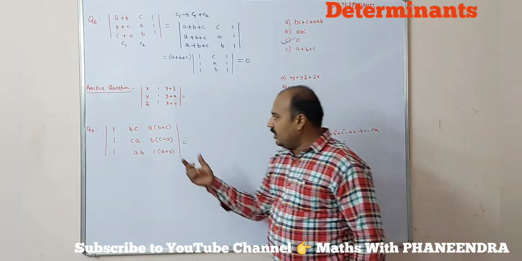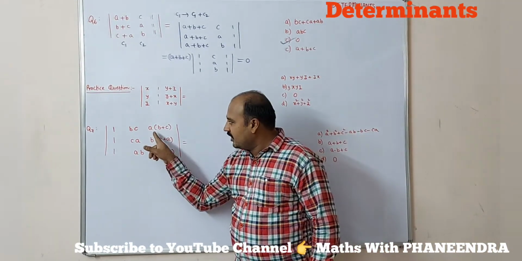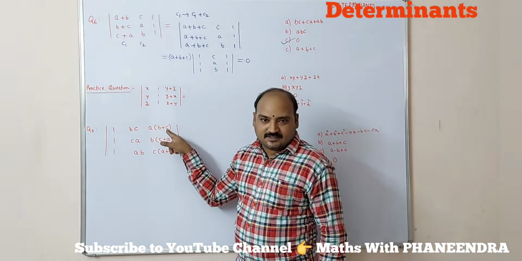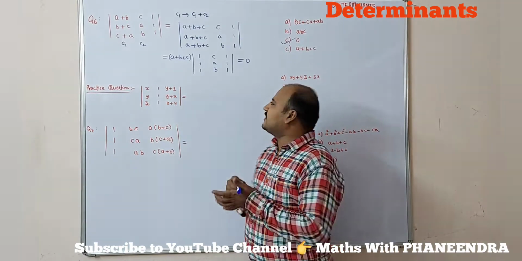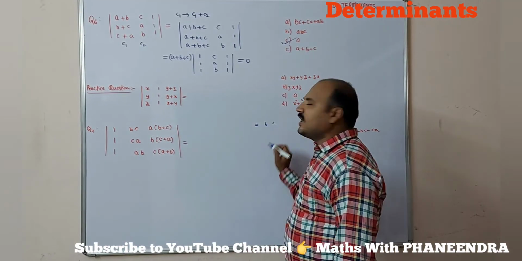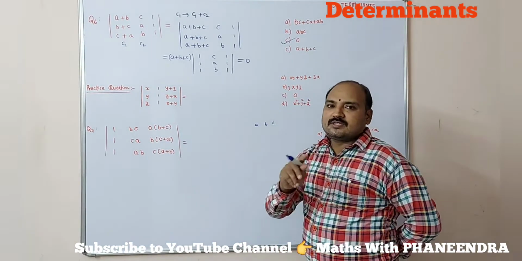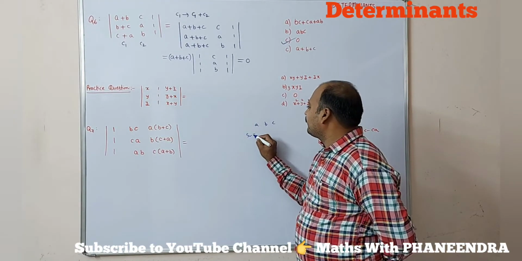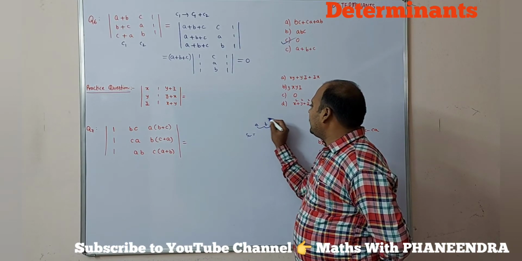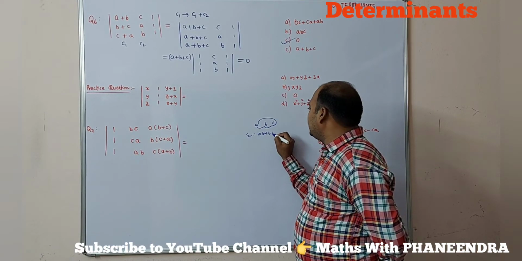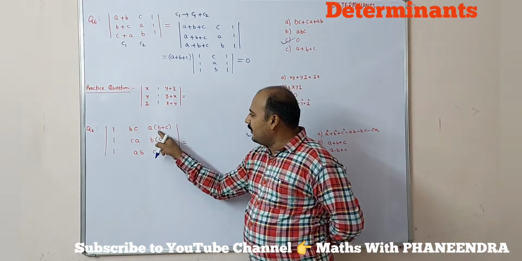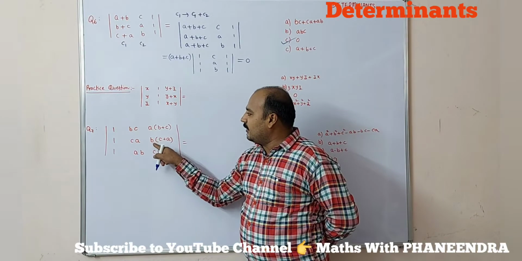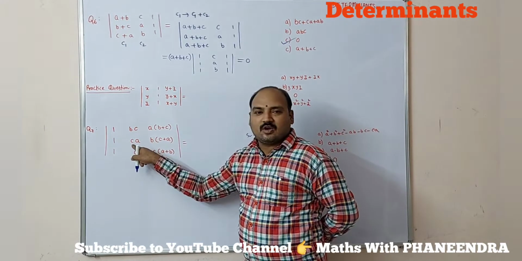Here, if you observe the third column and do the natural multiplication, AB plus AC, generally ABC is there. The sum of the roots taken two at a time is S2, which is AB plus BC plus CA. Even here, AB plus AC is there but BC is not there. Similarly, here BC plus AB is there but CA is not there.